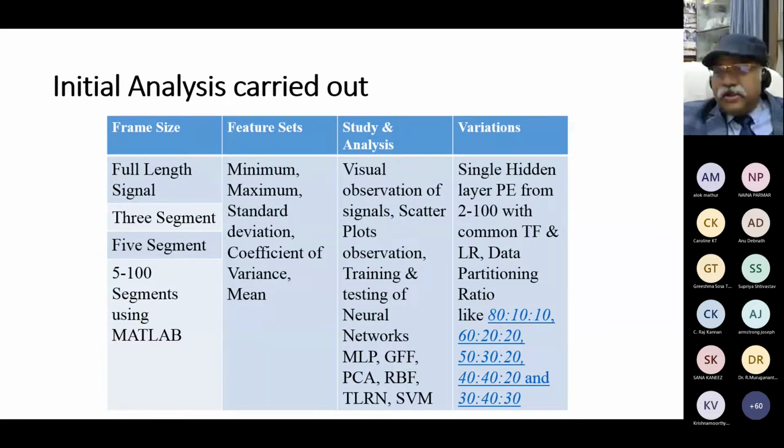Study and analysis: what kind of neural networks were used, MLP, GFA, PCA, RBF, then SVM, what kind of architecture was used, single hidden layer with processing elements ranging from 2 to 100. And then what kind of transfer function, what kind of learning ratio, different kinds of data partitioning techniques, all those things have been studied. But this is a preliminary study. It is not the final study. The preliminary study has been done to this depth.